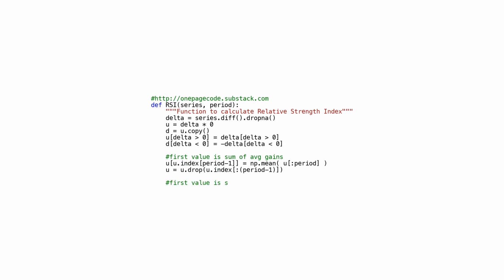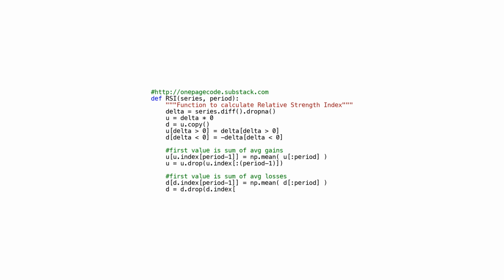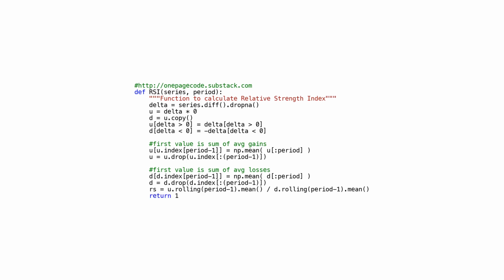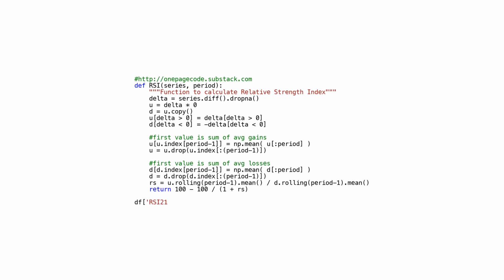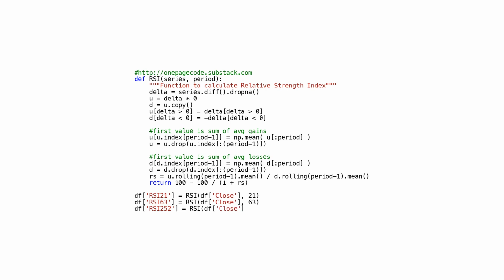Whereas for the negative changes, values below 0 are multiplied by -1. New series are created by averaging the first period of values in the original delta series. Each series is then truncated with the first value of period 1. RS is calculated by dividing the rolling mean of positive changes by the rolling mean of negative changes. In the end, the RSI is calculated by subtracting 100 divided by 1 plus the relative strength from 100.